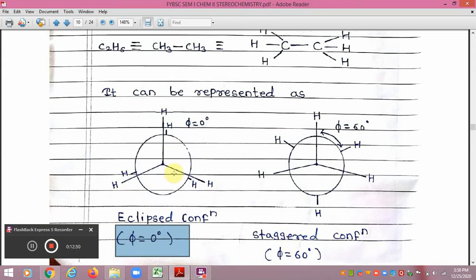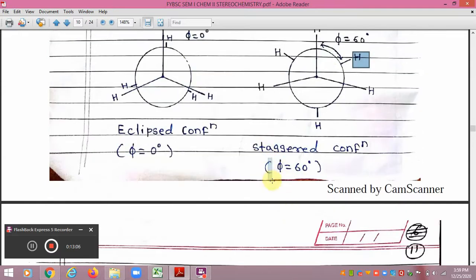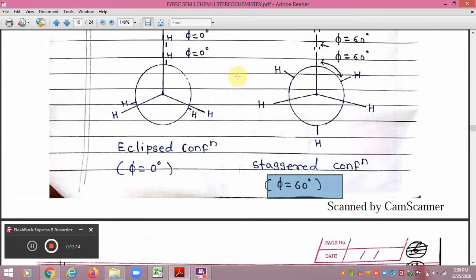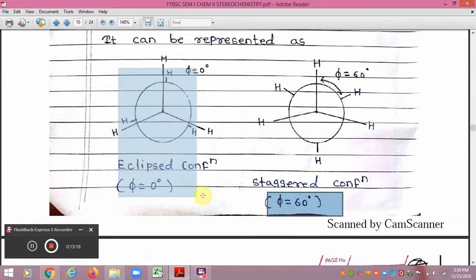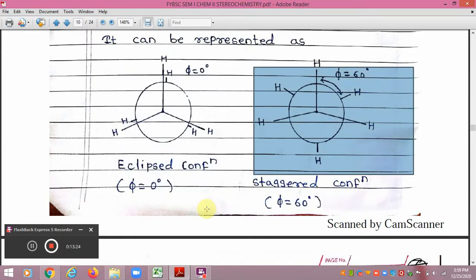And if one of the carbons, either the back carbon or the front carbon, is rotated by 60 degrees, then we get this arrangement. Here the relative angle between the substituents on adjacent carbons, this hydrogen on the front carbon and this hydrogen on the back carbon, is 60 degrees, and if the relative angle between the two substituents on adjacent carbons is 60 degrees, then that form is called the staggered form. The Fischer projection formula represents the eclipse form of the molecule, and if it is rotated by 60 degrees, we get another form in which the relative angle is 60 degrees, called the staggered conformation.